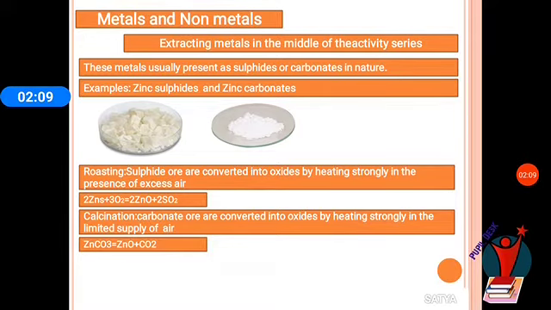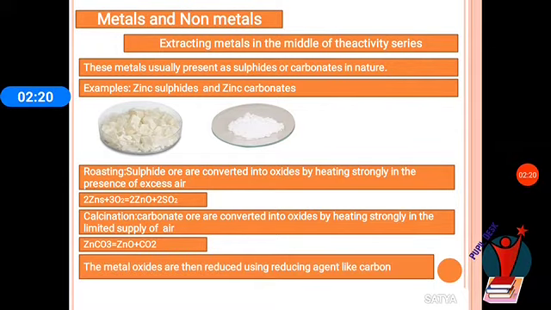In both the cases we got what? Zinc oxide. Now we have to convert zinc oxide into zinc. For that process we use the method called reduction.